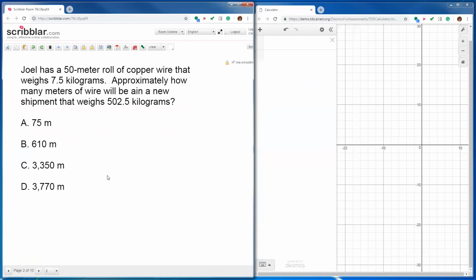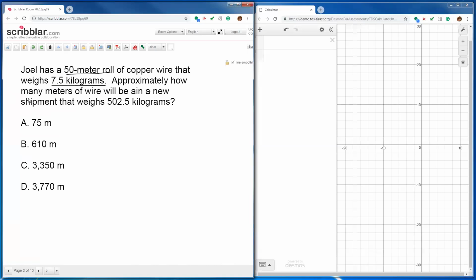So here's another one where you're not going to need the calculator a whole lot, but you'll need it here and there. Joel has a 50-meter roll of copper wire that weighs 7.5 kilograms. So those kind of go together. The 50-meter roll and the 7.5 kilograms are related to each other. Because it's 50 meters, it weighed that amount.